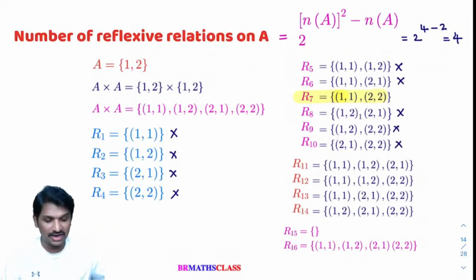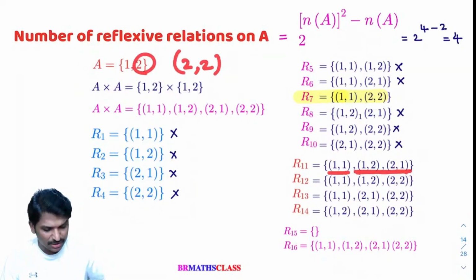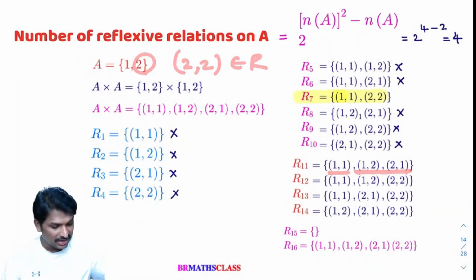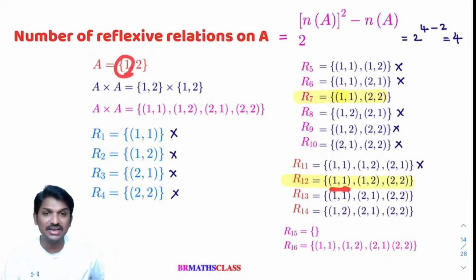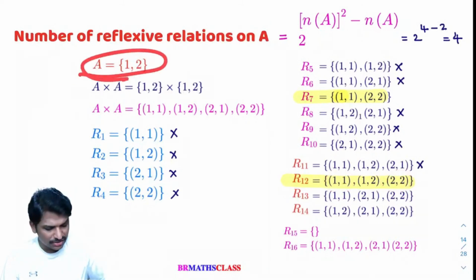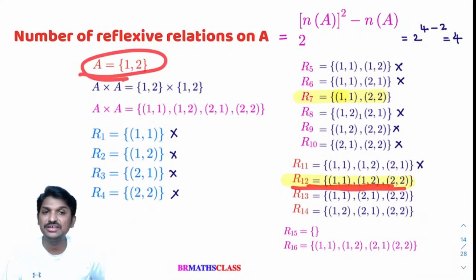I hope you are all understanding. Now you see this one, 1 comma 1 is there, but 2 comma 2 is not there. Set A contains the element 2, so 2 comma 2 must belong to the relation. Then only we say it is reflexive. In R11, 2 comma 2 is not there, so R11 is not reflexive. Now observe this R12. 1 is in set A, 1 comma 1 is in the relation, yes. 2 is in set A, 2 comma 2 is in the relation, yes. This relation is clearly a reflexive relation. For every x belongs to A, if the ordered pair x comma x belongs to the relation, then we say that relation is reflexive.